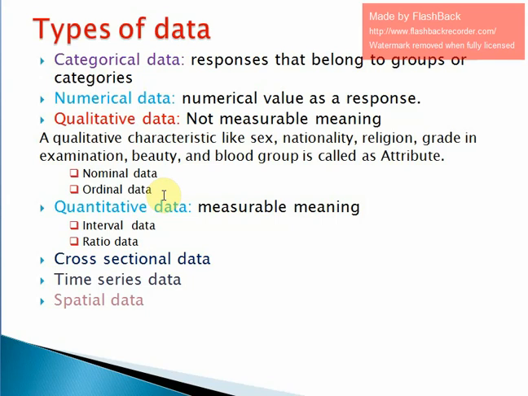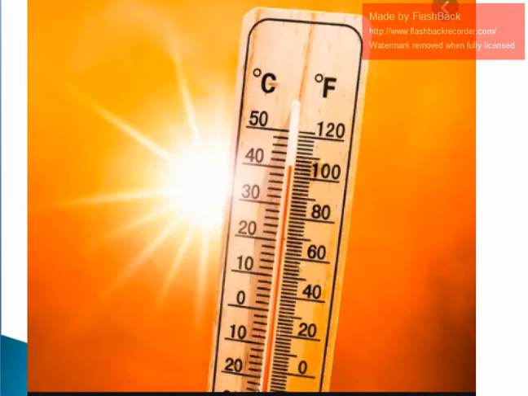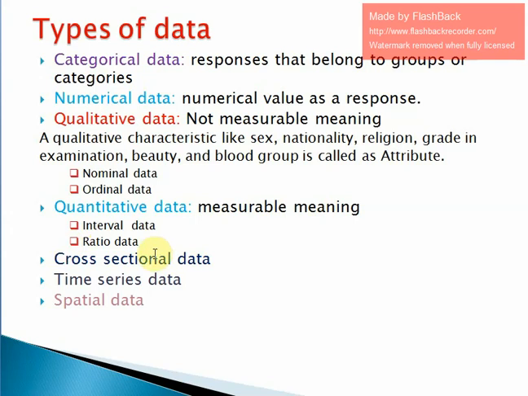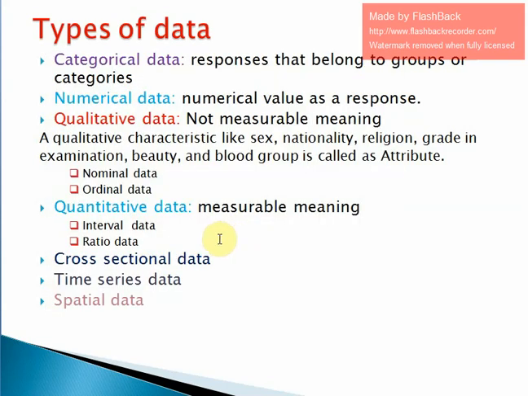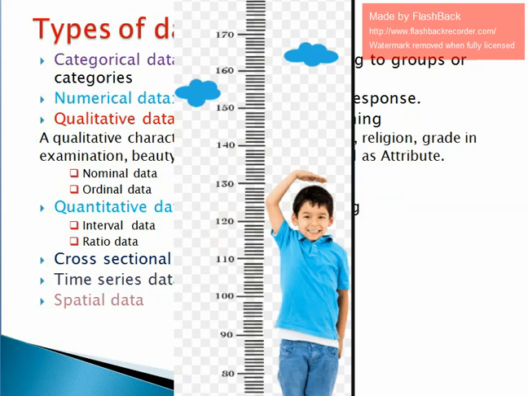Another one is quantitative data. Quantitative data means there are some characteristics in the universe which we can measure in a particular unit, and these measurable characteristics can be measured in two ways: one is interval data, the other is ratio data. Temperature can be measured in degrees Celsius or Fahrenheit. This is the unit of measurement, and temperature is the standard example of interval data. Weight, height and salary are measurable, and we can measure salary in rupees. Another one is ratio data.